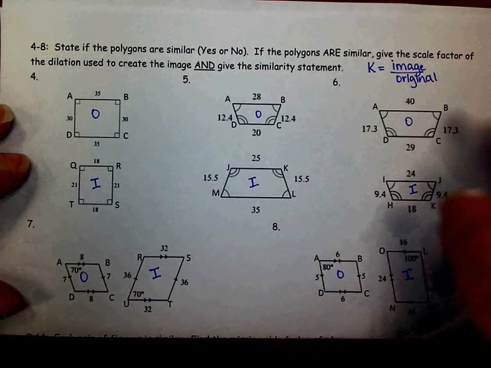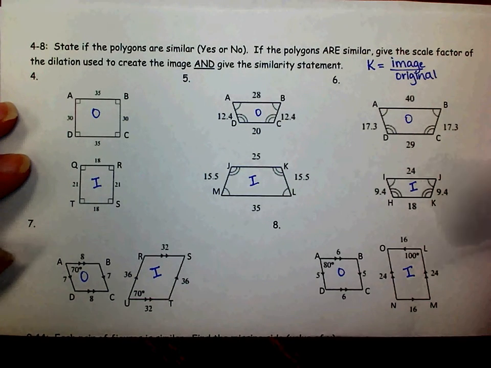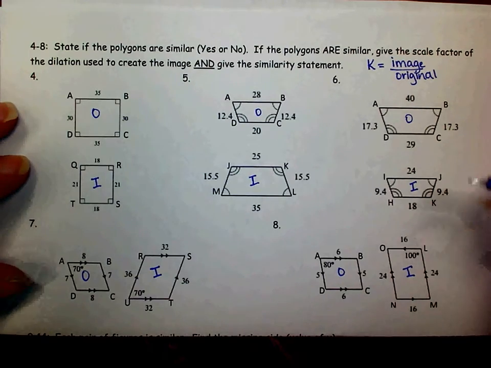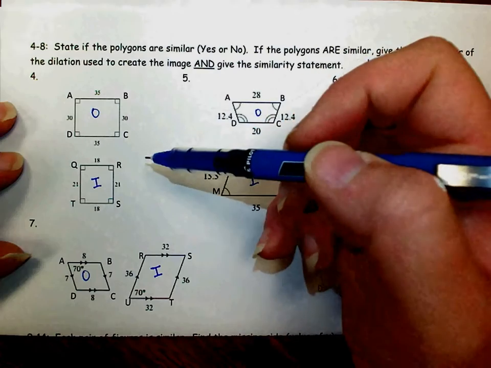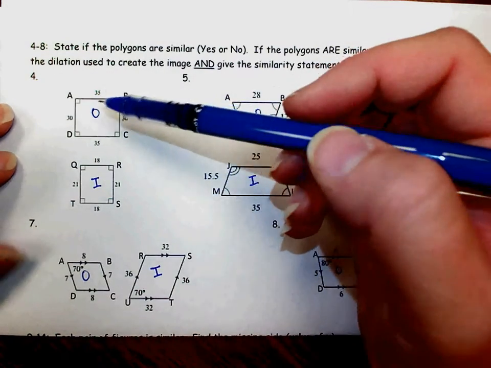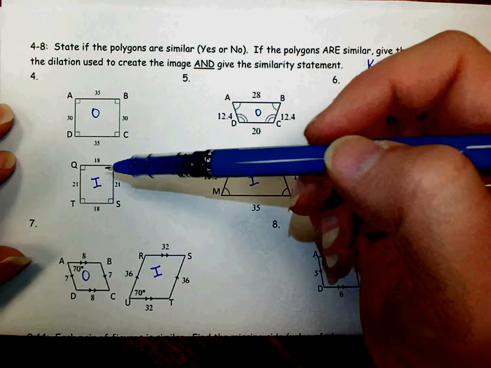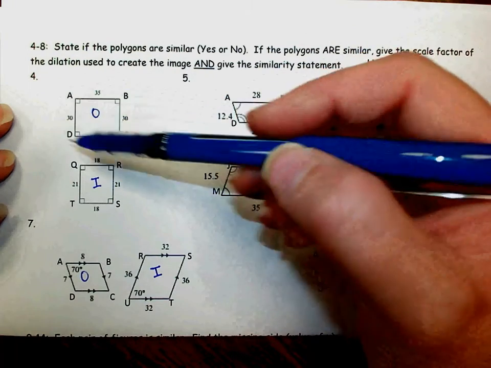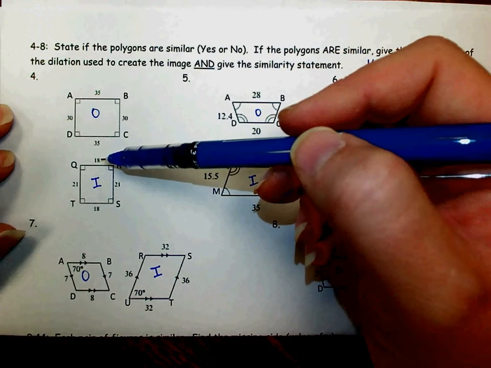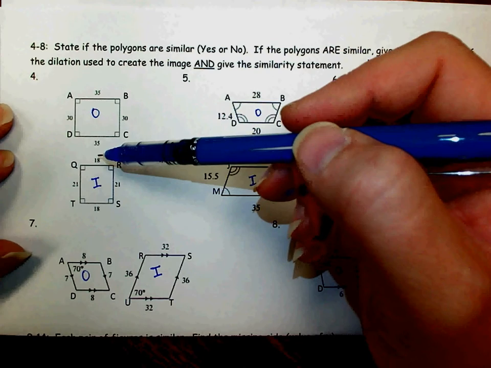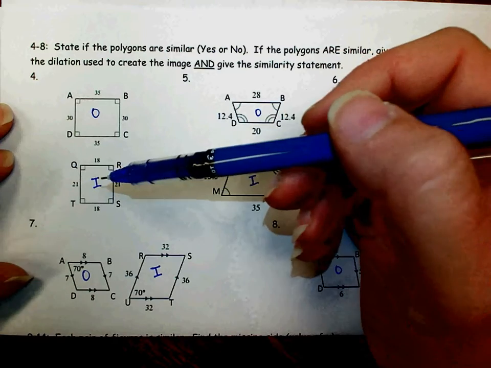So when I write my ratios, I'm going to write them as image over original, and then I'll have my scale factor if they end up being similar. When we go to write our ratios to see if the corresponding sides give me the same ratio each time, a common mistake is students will compare the 35 and the 18 because they're both the top segments of each quadrilateral. But on this quadrilateral, the 35 is the longest side, and on this quadrilateral, the 18 is the shortest side. So those are not corresponding sides. The longest of each will correspond, and the shortest of each will correspond if they're similar.